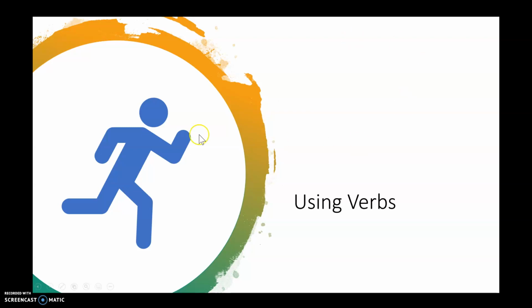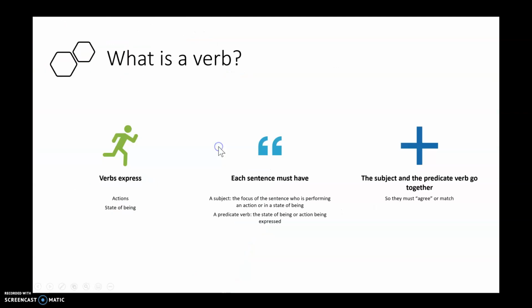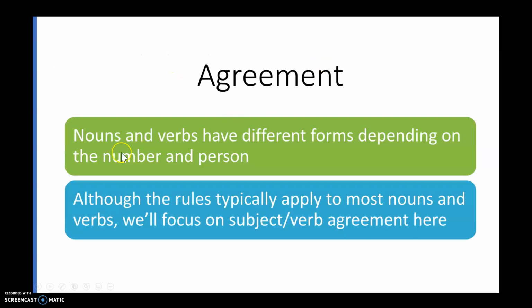So we're going to start with what's called subject-verb agreement. And as you know, verbs express actions and states of being. There's a subject, which is the focus of the sentence, who is performing the action or in the state of being, and then the predicate verb, which is the state of being or the action that is being expressed, right? Well, those two things go together, and so they need to match, and making them match is called agreement, and it's called making them agree. So nouns and verbs have different forms depending on the number and person, and we're going to talk more about what that means in the next couple slides.